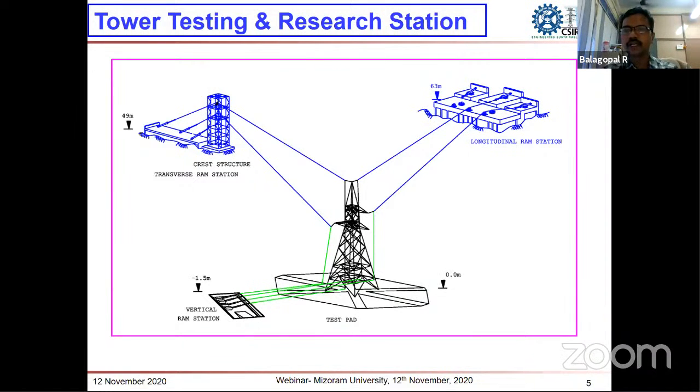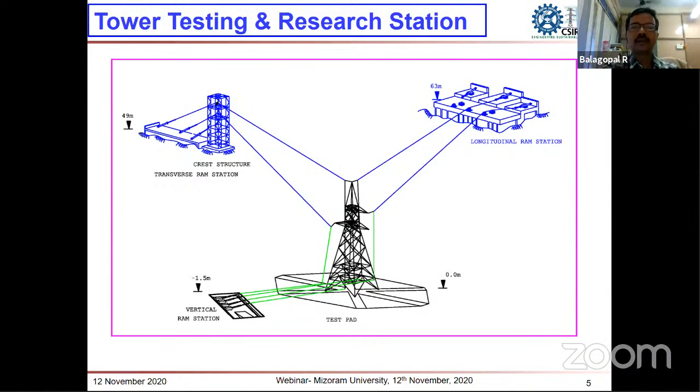There is a peculiar arrangement called a stub member. We will fix the bottommost leg member to this stub, and then we will fix the stub to the test pad. This test pad is constructed with pre-stressed rock anchors. We will fix the stub with a maximum factor of safety up to 2, so that the foundation should not fail. Our intention is to test only the superstructure.